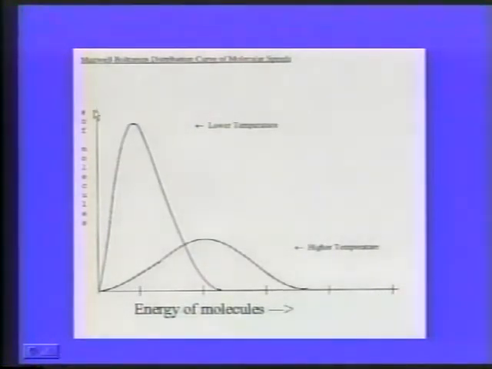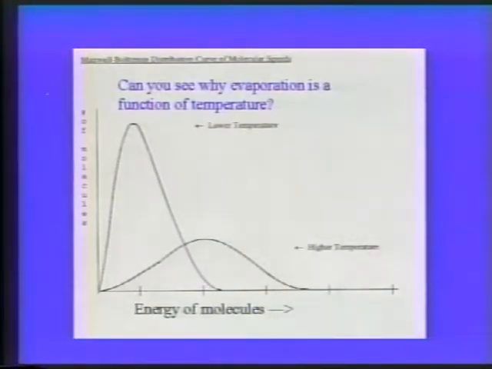This right here, plotted along here, is the number of molecules. So when we have the lower temperature, we have a large number of molecules right close around the average energy of these molecules. We have a few that are higher. But as we increase the temperature, the number of molecules distributed at each of these energies increases. It just kind of elongates and flattens out here. Can you see why evaporation is a function of temperature? As you increase the temperature, the overall energy of the molecules increases, and the number of molecules at the greater energy increases.